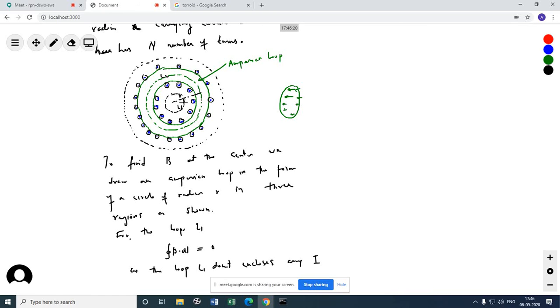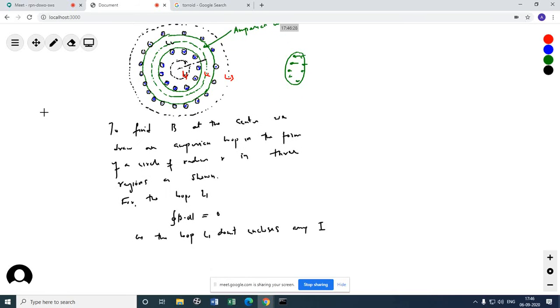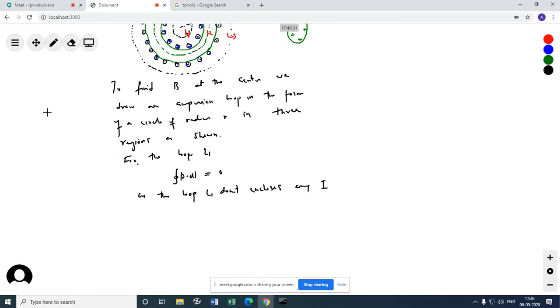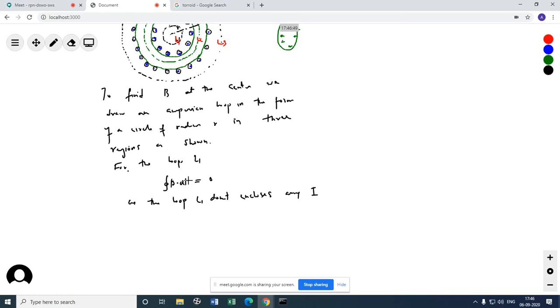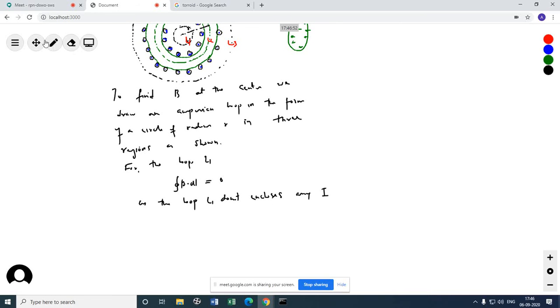What about L2? This is L1. This is L2. This is L3. What about L3? There is no magnetic field outside, right? If you look here, the current coming out and going in is the same for this loop. Okay. For L3, again B dot dl equals 0, right?